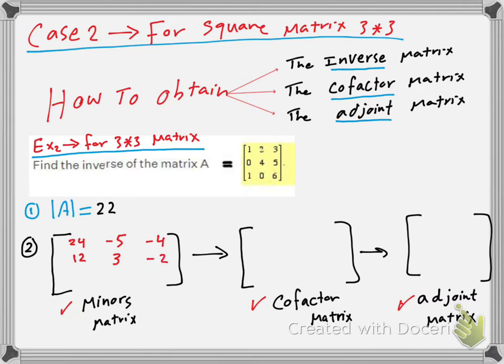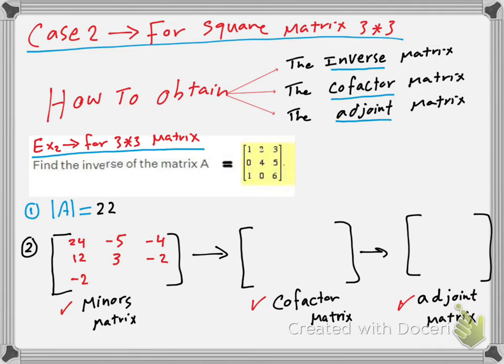Now we have completed the second row. Let's move to the third row. Then I will go to number 1 and I will try to compute the minor. Then 2 multiplied by 5, which is 10, minus 3 multiplied by 4, which is 12. 10 minus 12, negative 2. That means here I will put negative 2.